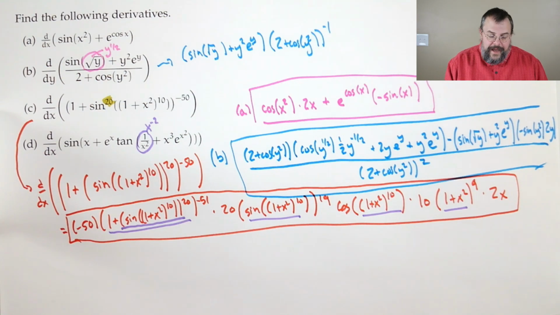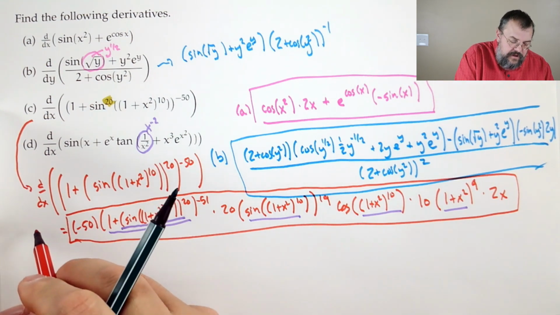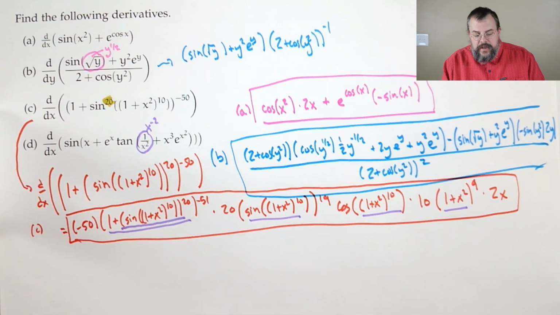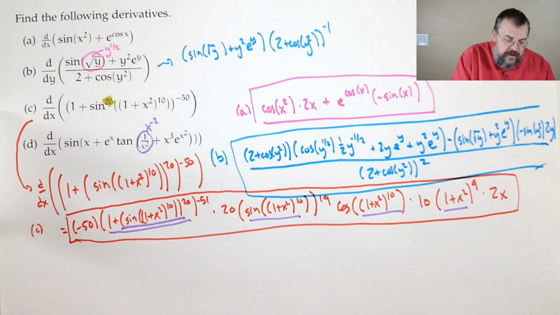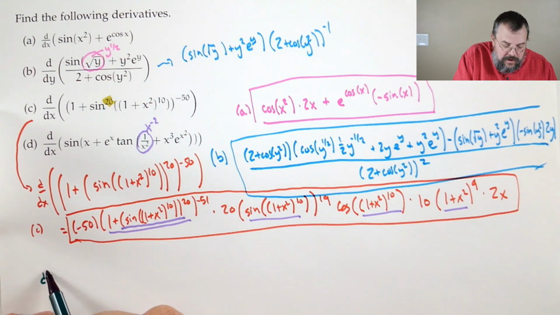Okay, so for our last one. All right, so we should have marked our previous one as this is what C is. And so for our last one, we have D. And here we go. We're going to work our way through.